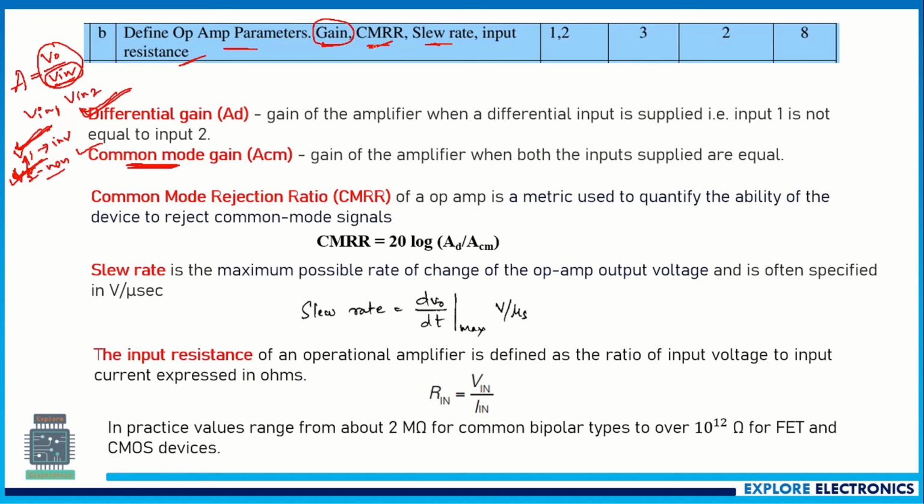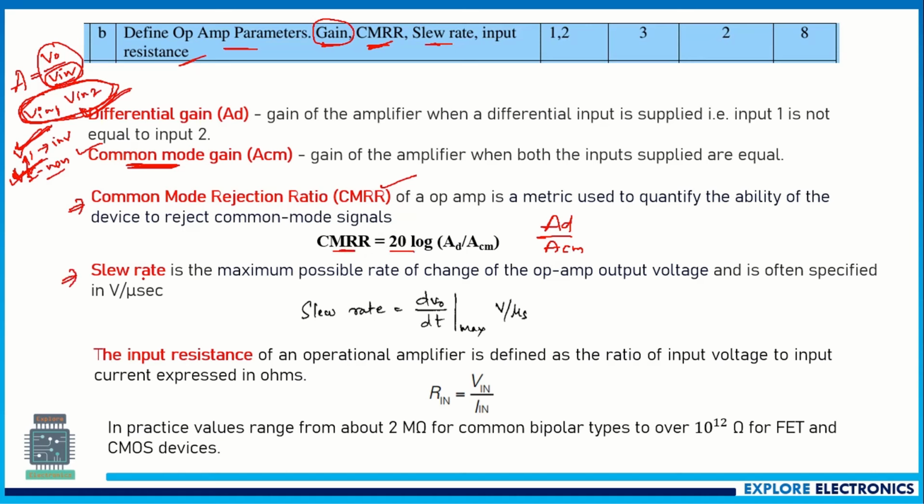And the second parameter, CMRR, the common mode rejection ratio of the op-amp. Here CMRR is equal to AD, that is differential gain divided by common mode gain. Common mode rejection ratio means that it should reject the common signal if you apply it to input terminals 1 and 2. So the CMRR value can be calculated as 20 log AD divided by ACM.